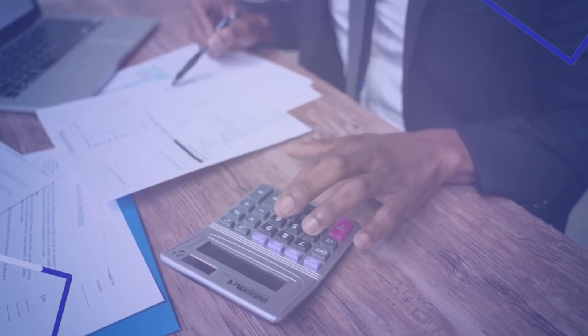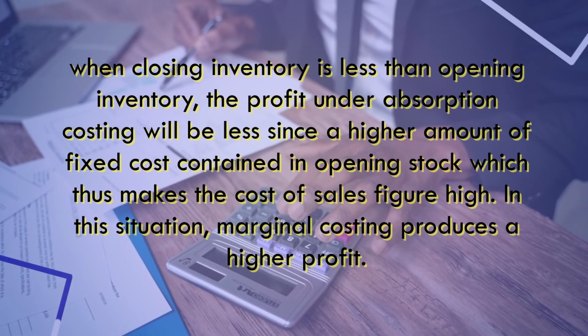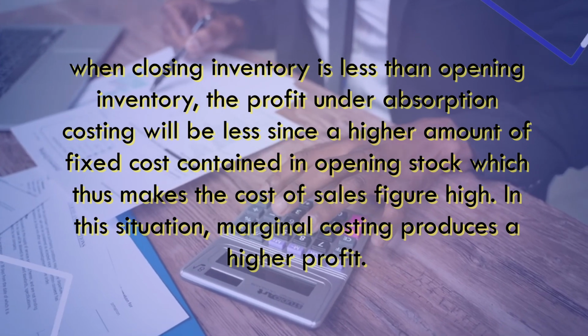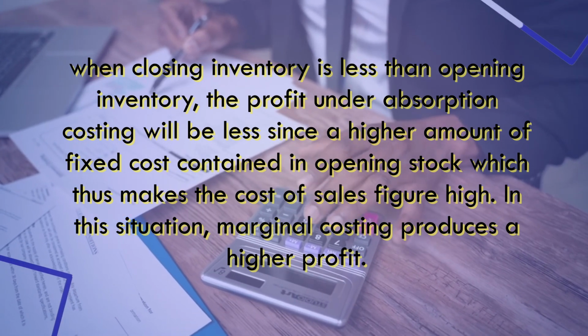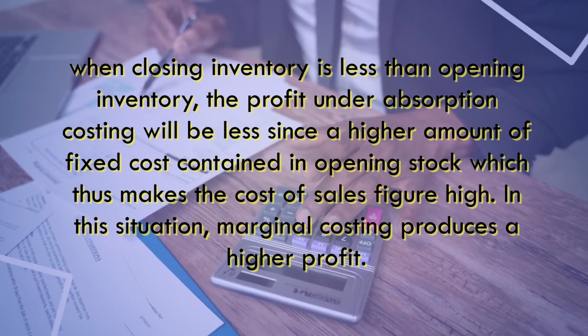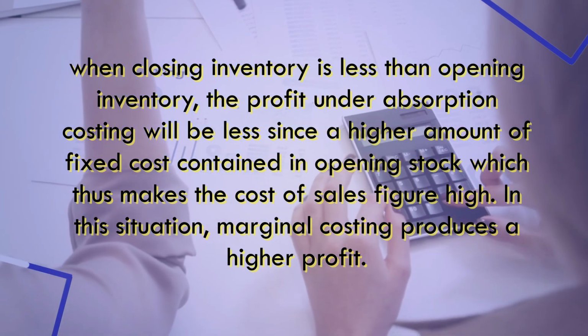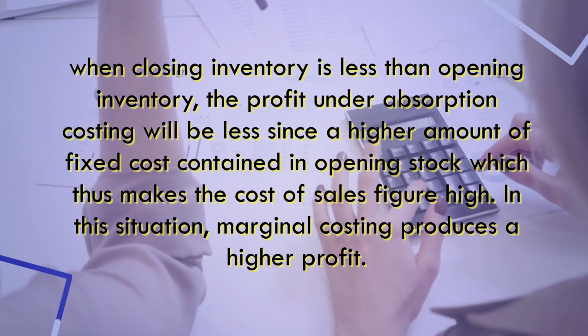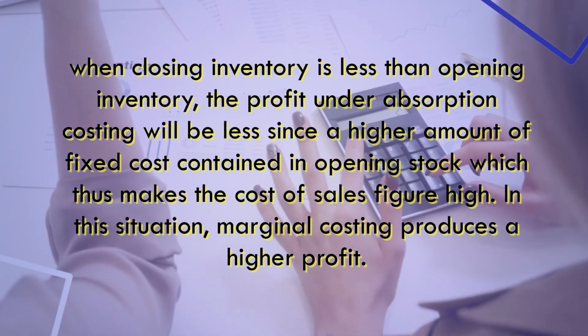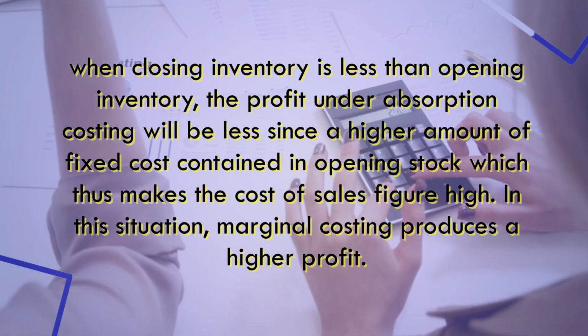In the same vein, when closing inventory is less than opening inventory, the profit under absorption costing will be less since a higher amount of fixed cost is contained in the opening inventory. This makes the cost of sales figure high. In a similar situation, however, marginal costing will provide a higher profit.